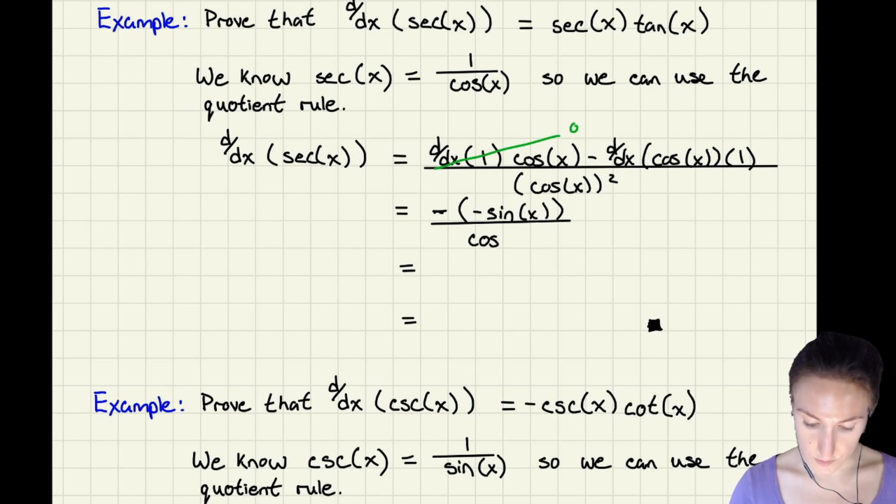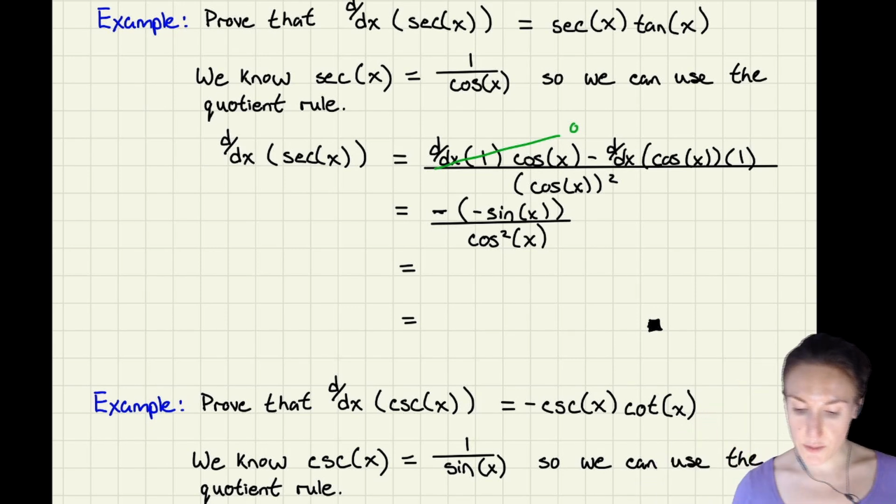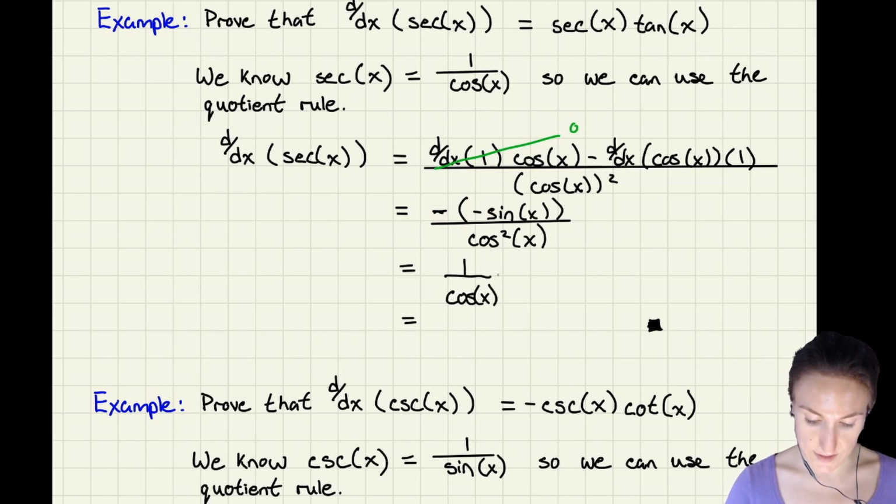cos squared x. Now, when you get to this point, you may be a little bit like, I'm not sure what to do. Remember that secant is 1 over cos and tan is sine over cosine. So what we're going to do, the sine on top becomes positive, but I'm going to split up my bottom into cos times cos and write this as 1 over cos x. And then this is times sine x over cos x.